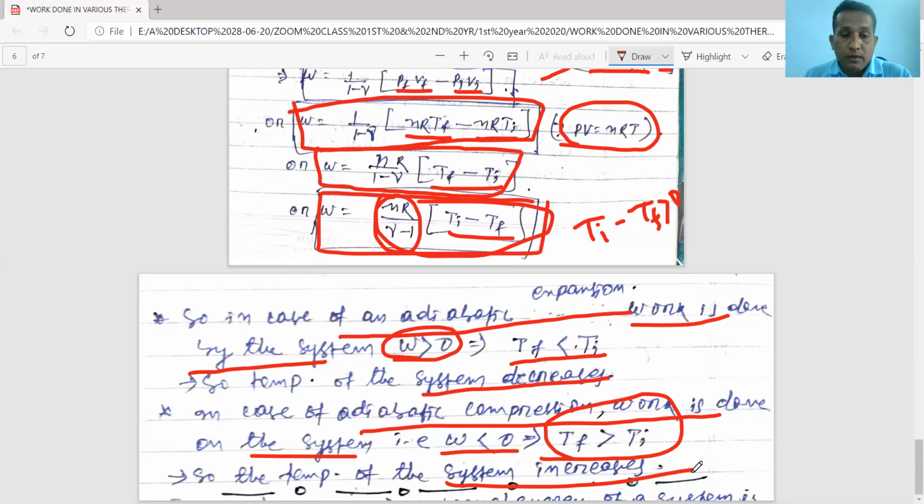That means if I am pumping air into a bicycle tyre, that is adiabatic compression, so the temperature increases. And when I release the air from the tube, that is adiabatic expansion. So in case of adiabatic expansion, the final temperature will be less than the initial temperature. That is the reason the bicycle tube feels cold when we release the air, and feels warm when we pump the air in.